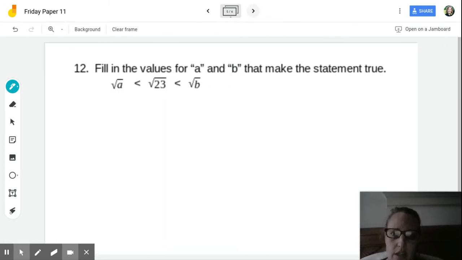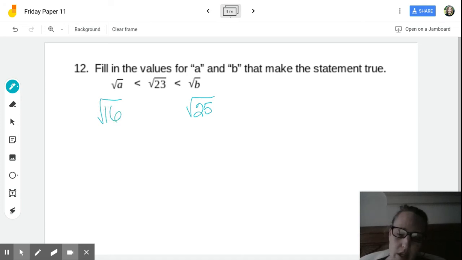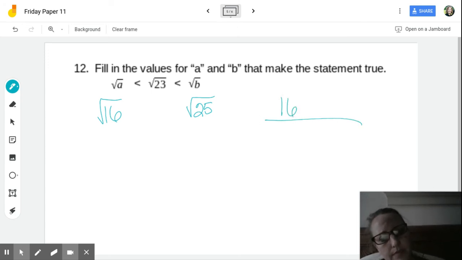Let's go here. Find the values for A and B that make this statement true. Perfect square on either side of 23. 25 is perfect, which is 5 squared, right? And 4 squared, 16. I think we've been dealing with those quite a lot here on these problems. So the value for A on your answer line could be 16, and B is 25. That's how you're going to write the answer to that. That makes this statement true.